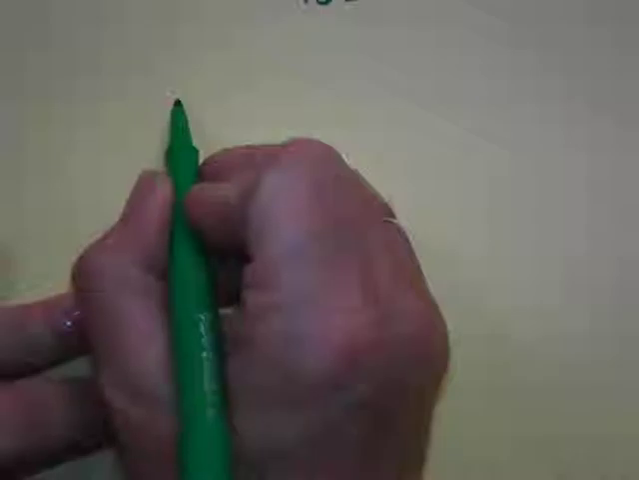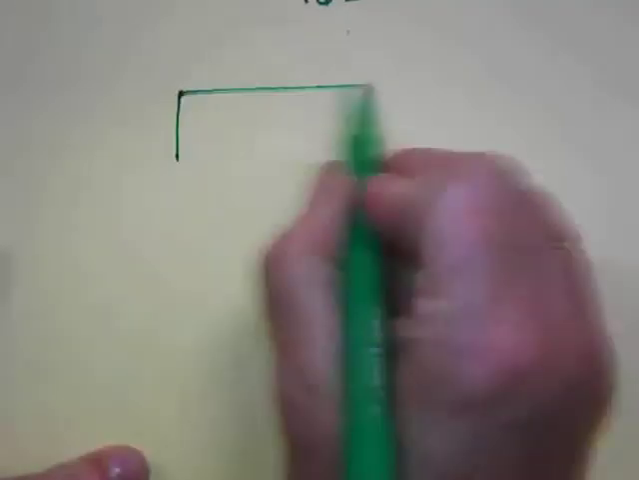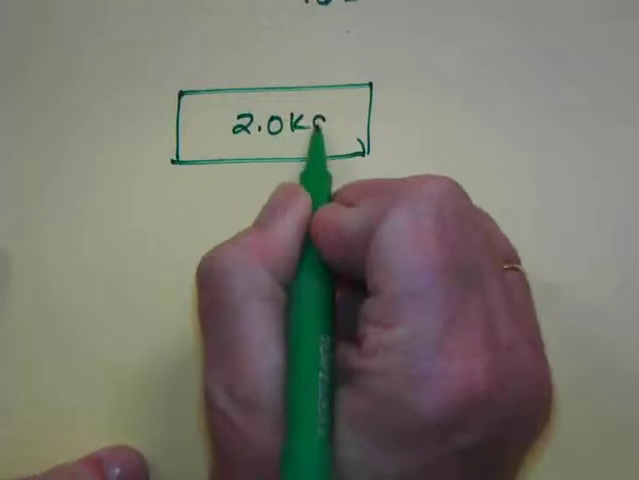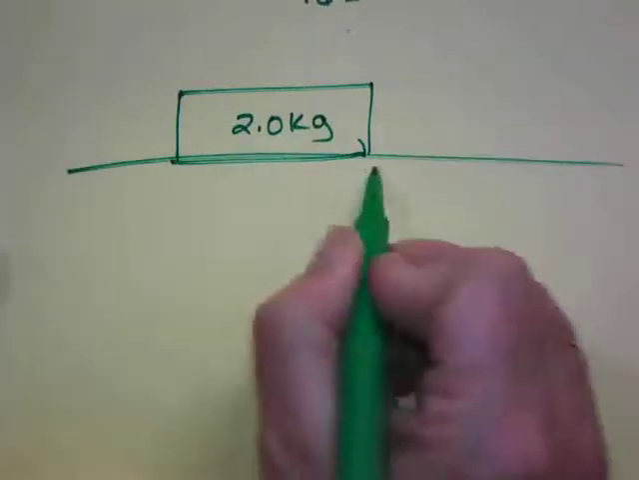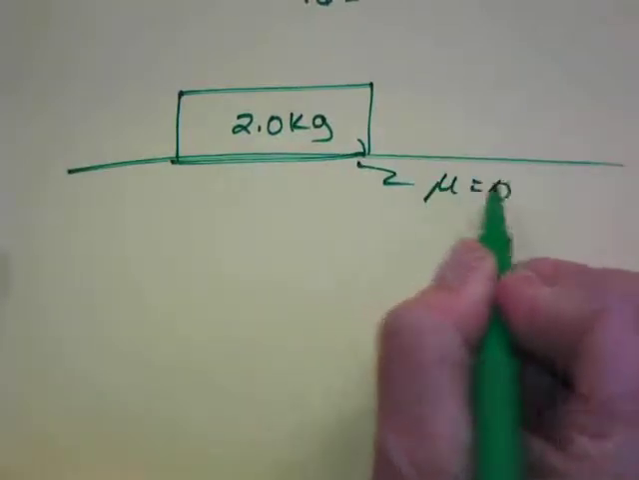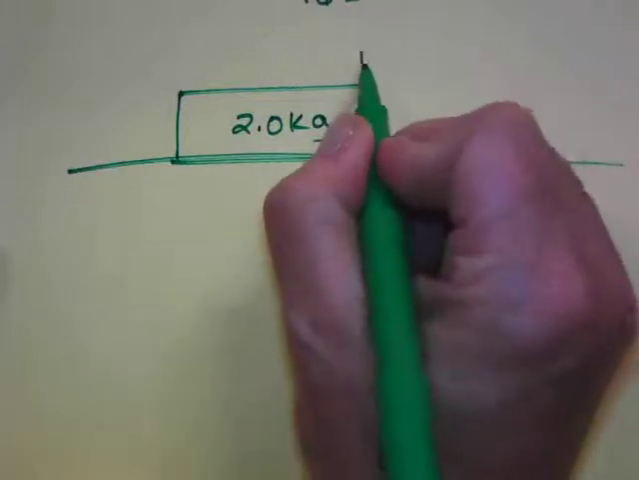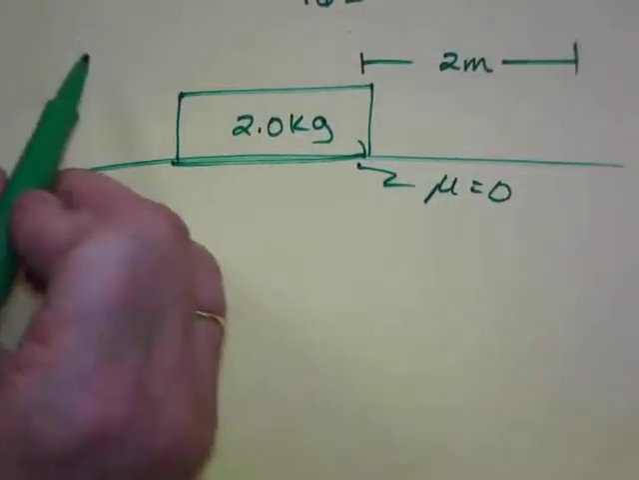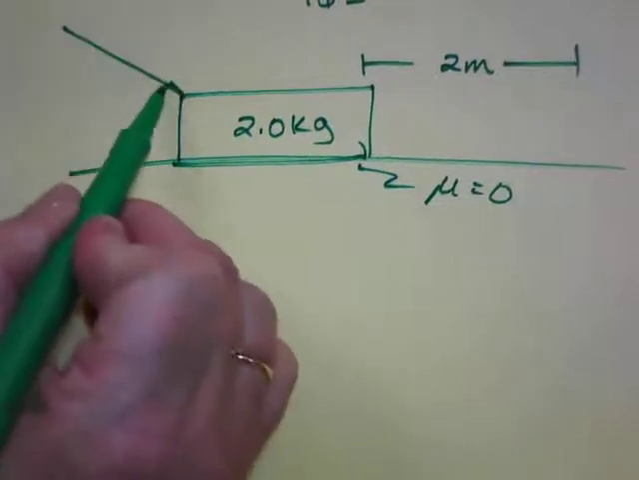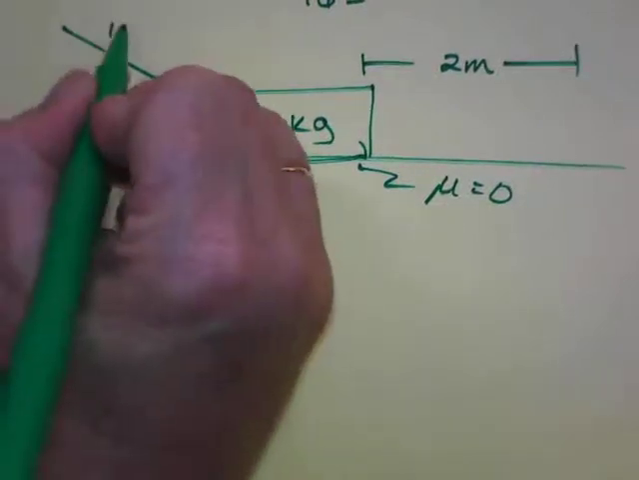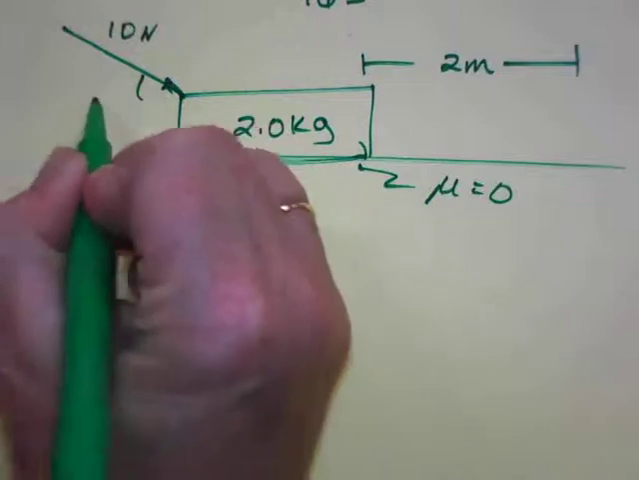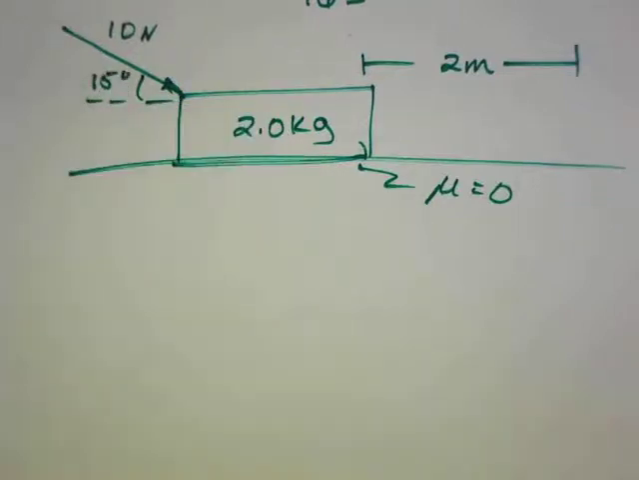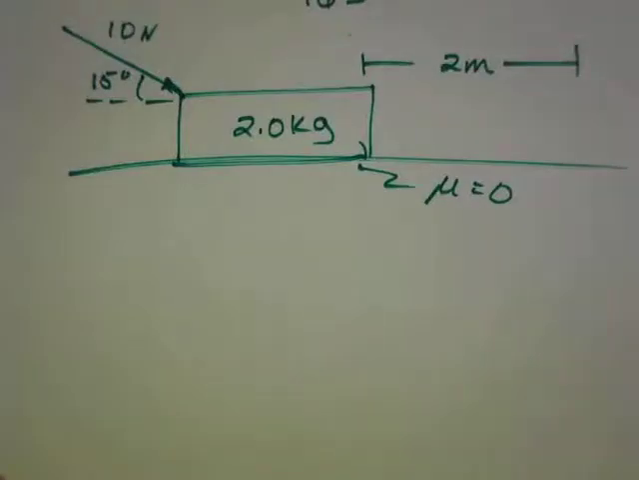Let's do something else. Let's say that now our 2 kilogram mass is on a frictionless surface, so mu equals 0. And I'm going to push it 2 meters again. But this time, I push it with a 10 Newton force that's oriented at a 15-degree angle to the horizontal.